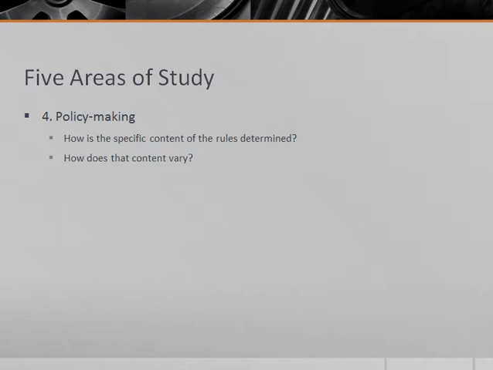So then the question becomes, how is the content of the different rules determined? How does that content vary across countries? How do similar rules apply differently in different countries? You can have the same law in two different sets of institutions, and that law can give you very, very different results in each case.